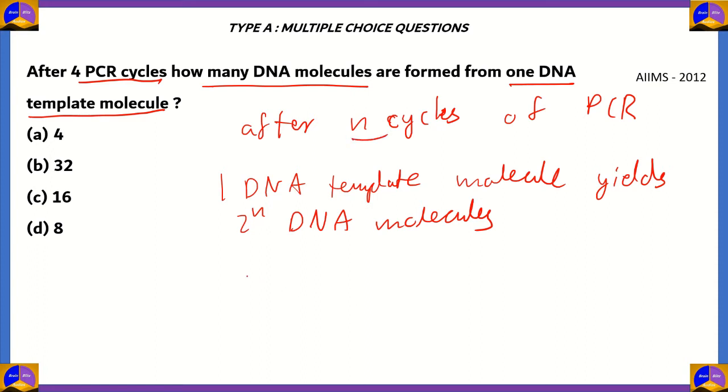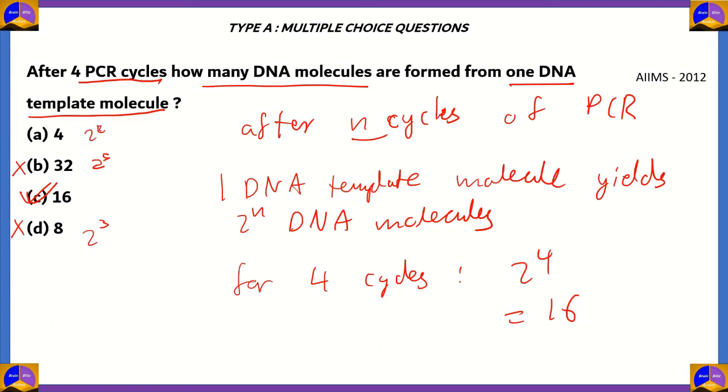So therefore, for 4 cycles, the formula will be 2 raised to 4. So that is equal to 16. So therefore, option C, 16, is the correct option. If you look at option D, 8, that happens when you have 2 raised to 3. It's incorrect. Option B, 32, is 2 raised to 5. So that means 5 cycles. So that's incorrect. Option A, 4, that means 2 squared, so it basically means that you have 2 PCR cycles, so option A is incorrect.